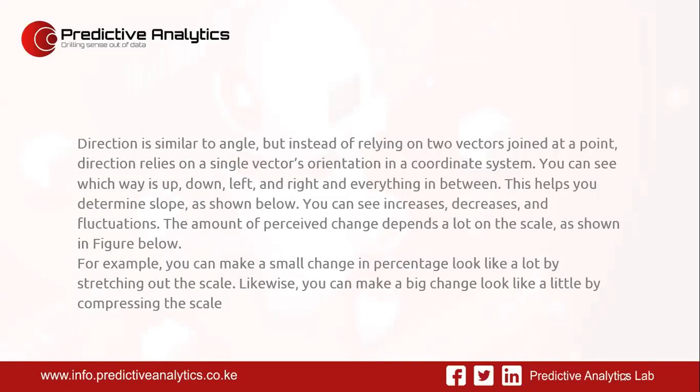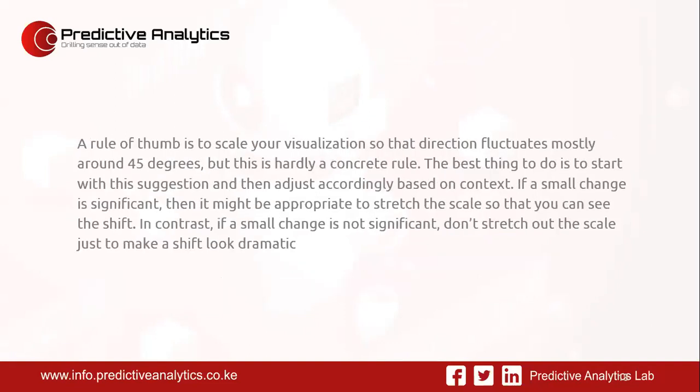For example, you can make a small change in percentage look like a lot by stretching out the scale. Likewise, you can make a big change look like a little by compressing the angle. There's a diagram below which I will show. As a rule of thumb, scale your visualization so that direction fluctuates mostly around 45 degrees, but this is hardly a concrete rule. The best thing to do is to start with this suggestion and then adjust accordingly based on context.